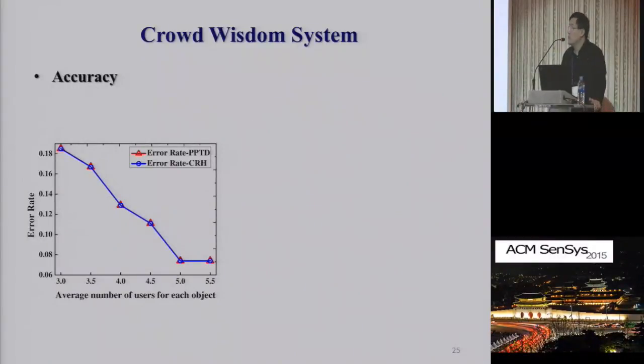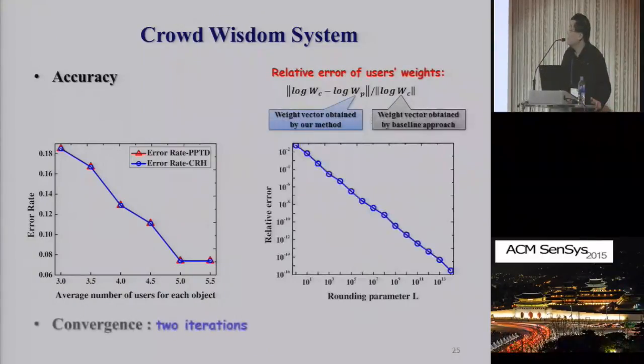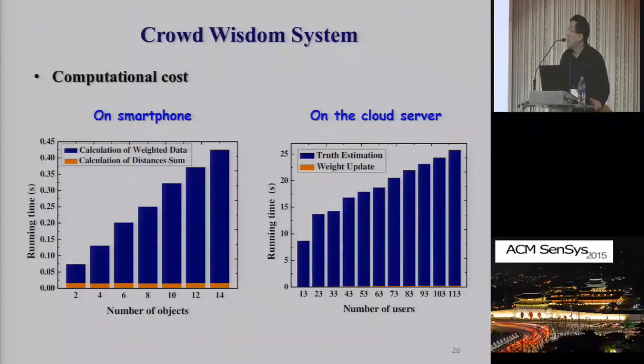And we also studied the accuracy of the proposed scheme. Still, it's exactly the same as the baseline scheme. And we also measured the relative error of the user weight. As we can see, when the rounding parameter is large enough, the error becomes negligible. And we also studied the computation cost on both the smartphone and the cloud server. On the smartphone, the calculation of the weighted data dominates the consumption of time. And on the cloud server, the truth estimation consumes much more time than the weight update phase.